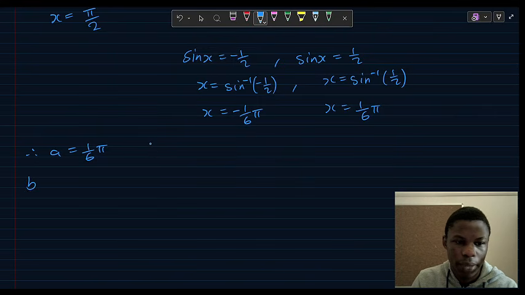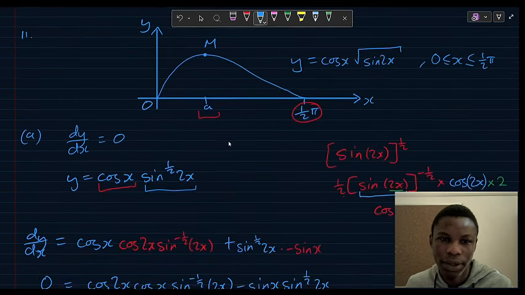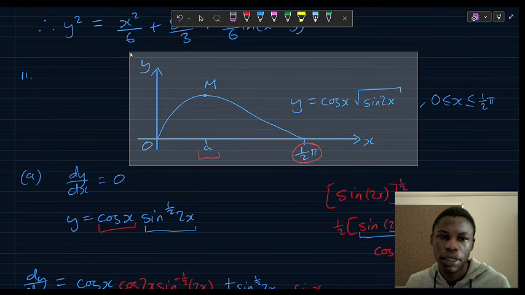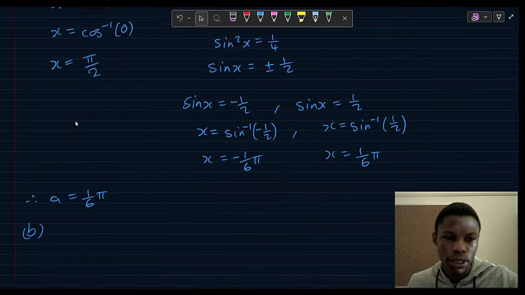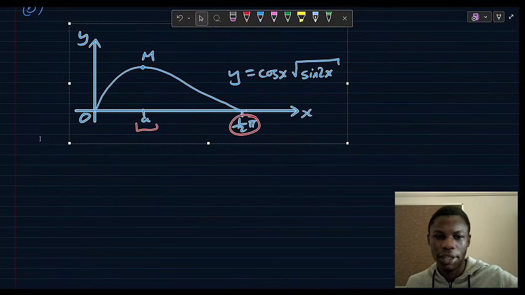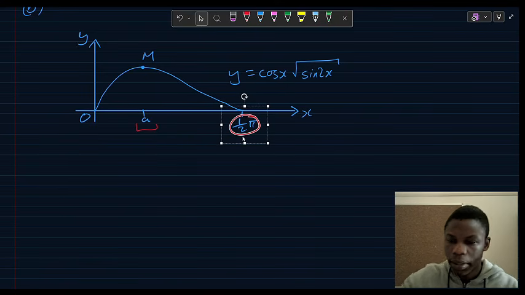And then part B, now they're just having fun. The region enclosed between, let's go to the diagram, or let's copy the diagram. Control C, V. Okay. So the region enclosed between the x-axis and the curve is rotated through 2 pi radians about the x-axis. Let's see if we can make that happen.